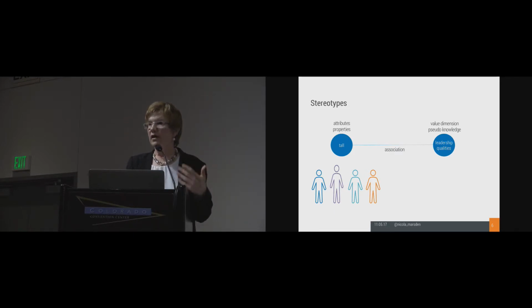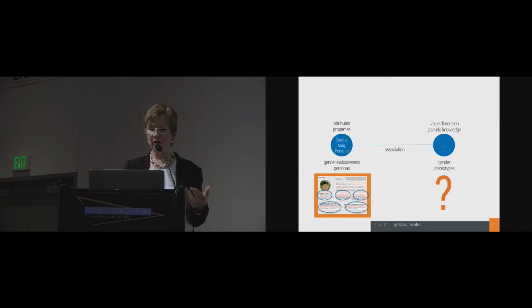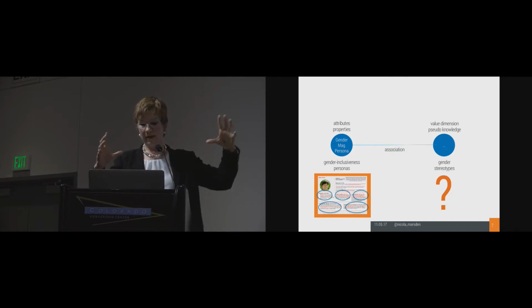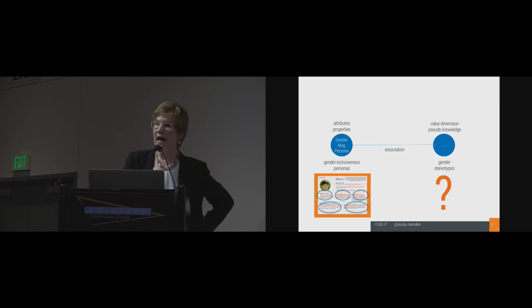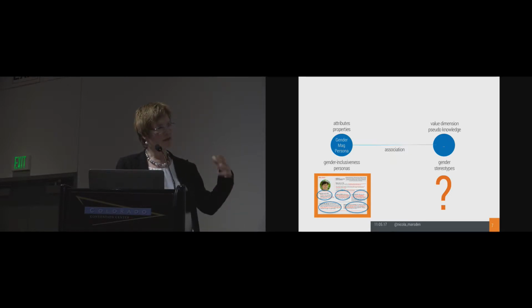So obviously, gender is a massive source of stereotyping. We organize much of our social world through gender. So that's why we want to know, okay, if we're using these personas, how much stereotyping is going on here and what can we do about it? So the GenderMAG personas are a helpful tool for getting practitioners to focus on these attributes and the properties that are really there, but what exactly is happening in terms of the value dimension and the possibility of this pseudo-knowledge.